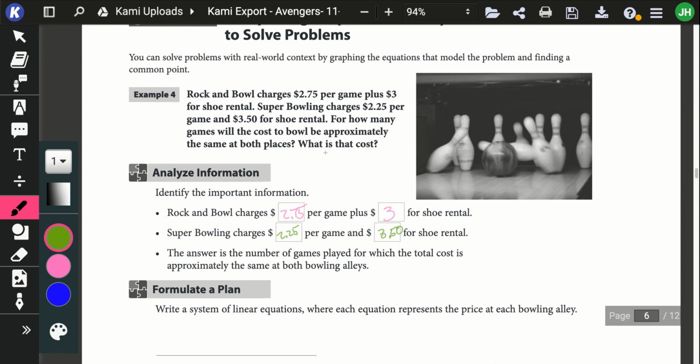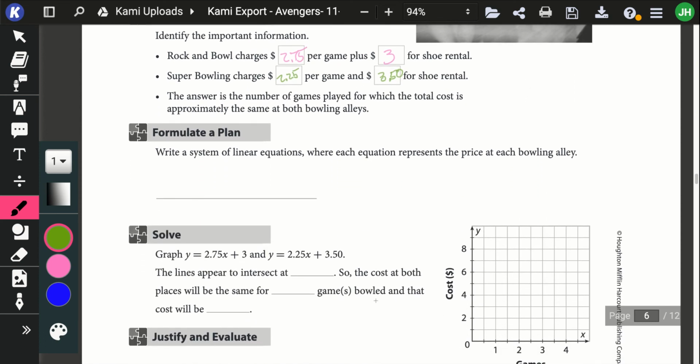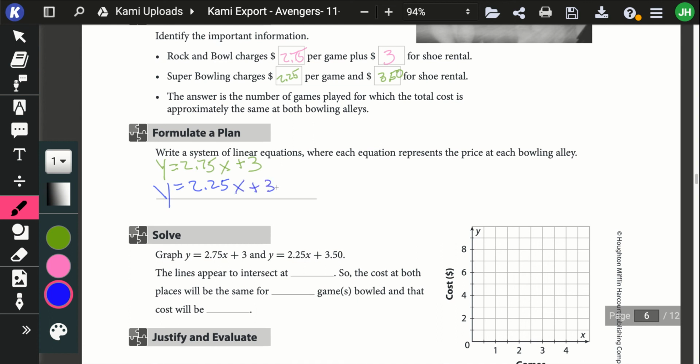Okay. So how many games will the cost to bowl be about the same? Well, we're going to write a system of linear equations. So y equals 2.75 times x, where x is the number of games, plus 3. That's for the first one. And then we have y equals 2.25 times x plus 3.50. All right, so let's graph them.